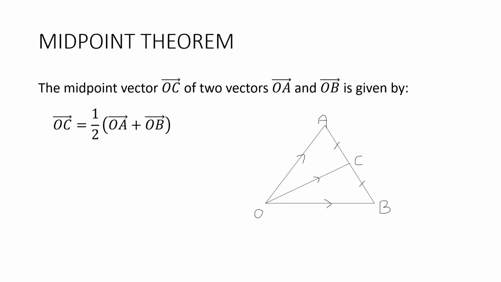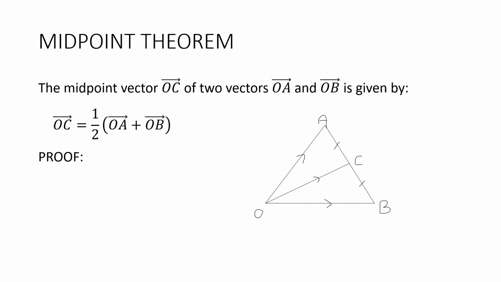Now, the midpoint theorem is a really useful theorem, so we're going to start off by proving it. It states that the midpoint vector OC of two vectors OA and OB is given by a half of OA plus OB. Which kind of makes sense if you look at it. This vector here is half of the addition of these two vectors. Now, this is how we're going to prove it.